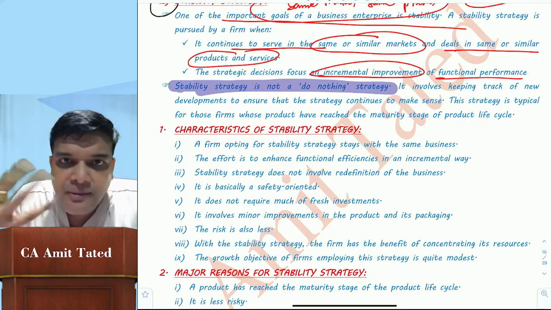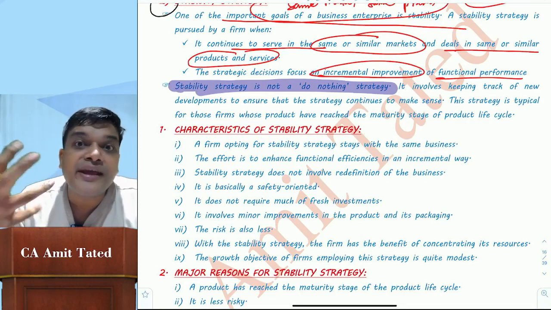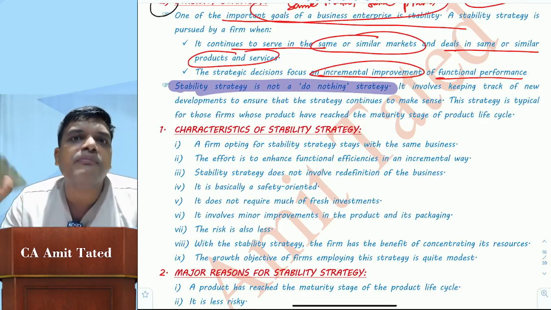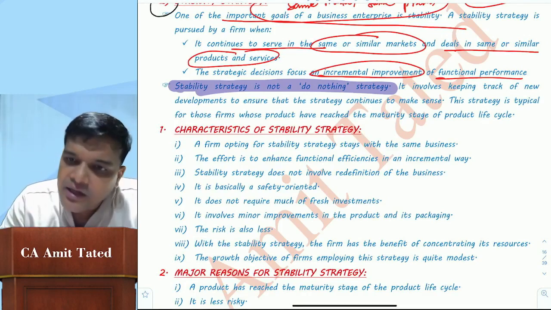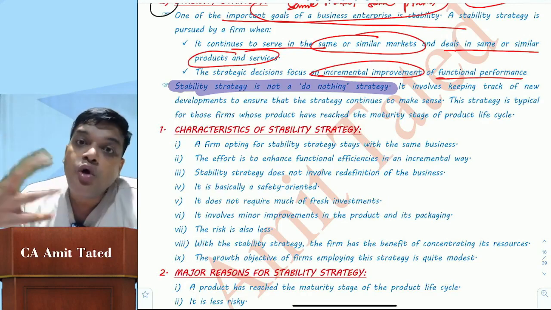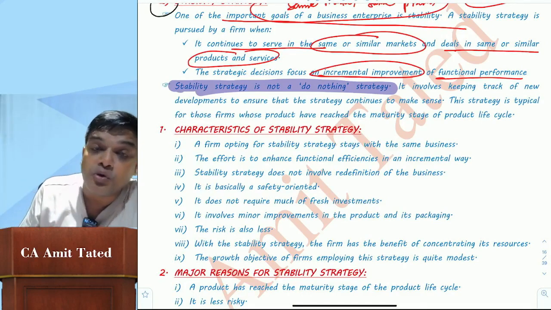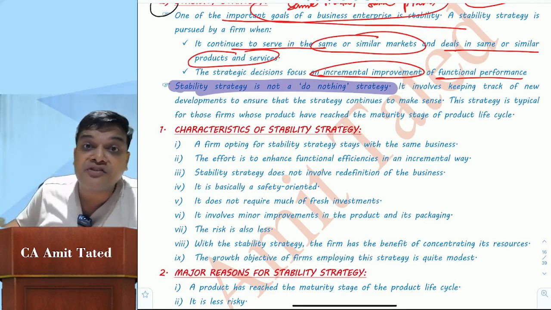Make sure you focus on incremental growth by functional efficiency. If you are using a stability strategy, here you will try to save the cost. You will not try to increase the revenue. In expansion you try to increase the revenue, through mergers, acquisitions, new product, new market, something like that. But here you are not increasing revenue, you are reducing the cost by functional efficiency. So here functional performance is improved. So incremental growth is there, incremental improvement is there, but only by functional performance.